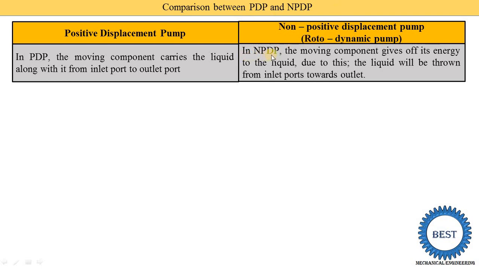And in NPDP or a rotodynamic pump, the moving component gives off its energy to the liquid. How does it give the energy to the liquid? In a non-positive displacement pump or rotodynamic pump, we use impellers. The impeller is the rotating component, and this rotating component gives its energy to the liquid. This impeller increases the velocity of the liquid, and further this velocity energy of the liquid is converted into pressure, and the liquid is thrown from the inlet port towards the outlet port.